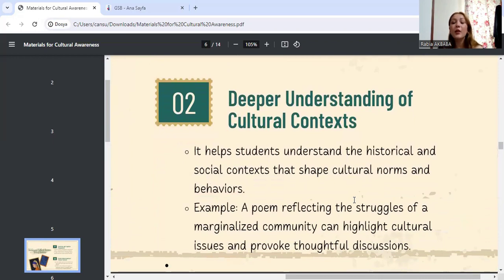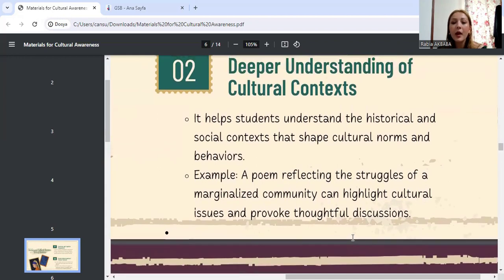And deeper understanding of cultural context. It helps students understand the historical and social context that shape cultural norms and behaviors. For example, they read a story about a war or something like an immigrant story, and they start to empathize, and they learn the history, literature, and cultural awareness. All three of these happen at the same time.